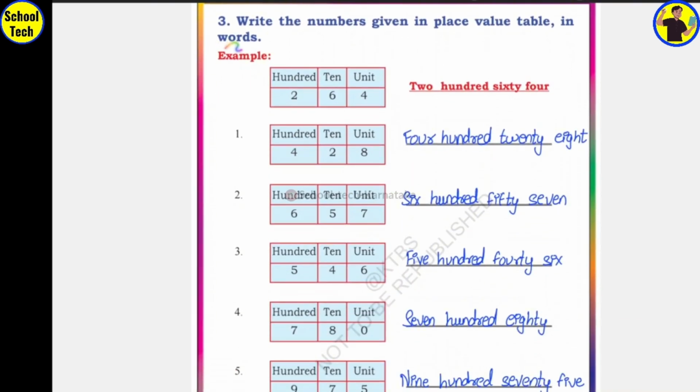Now the third one is write the numbers given in place value table in words. We need to write the numbers in words. For example, in units place we have 4, in tens place it's 6 and in hundreds place it is 2. The number is 264. That is written in words here, 264.